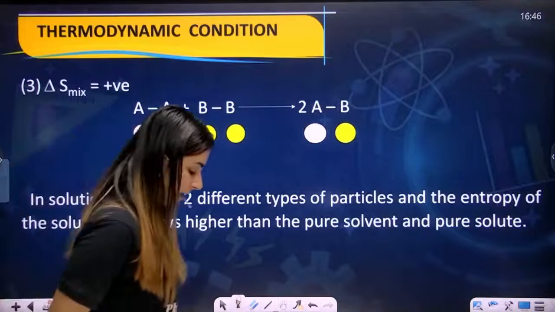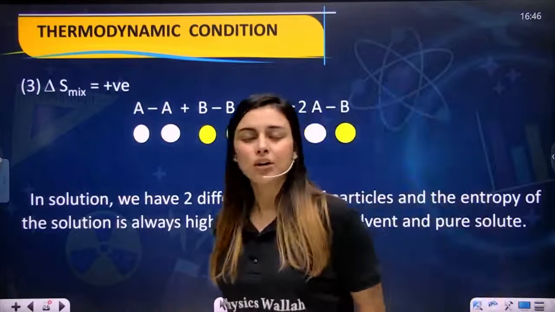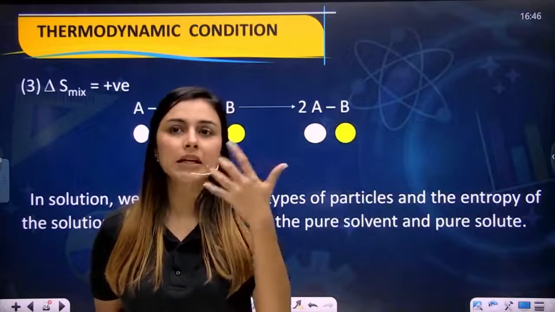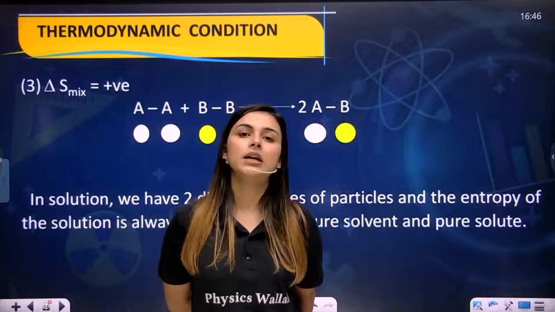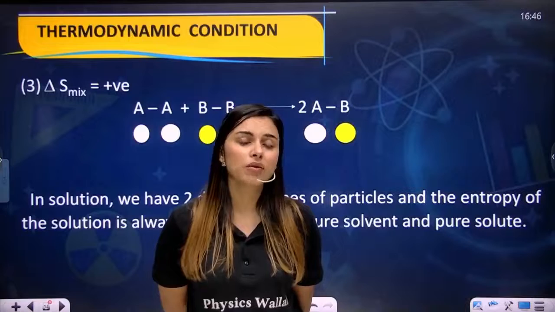What is delta S mixing, my dear students? It is the entropy change. What is entropy change? Entropy actually measures your randomness. You might have studied this concept in the thermodynamics part. Entropy change is actually randomness. That is the measure of randomness.